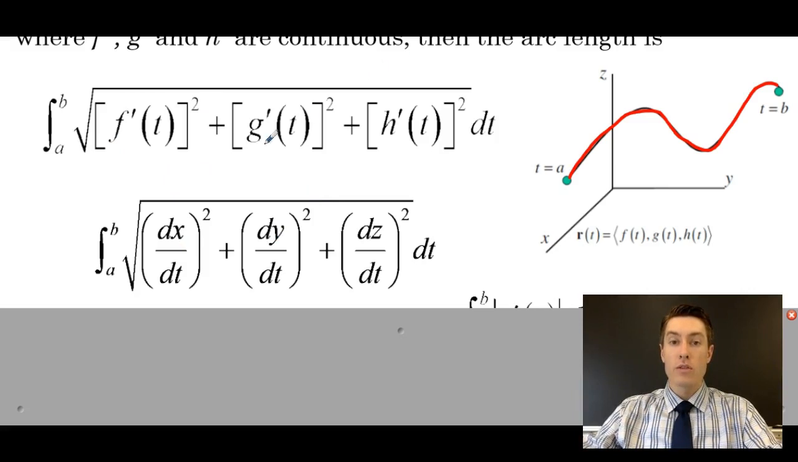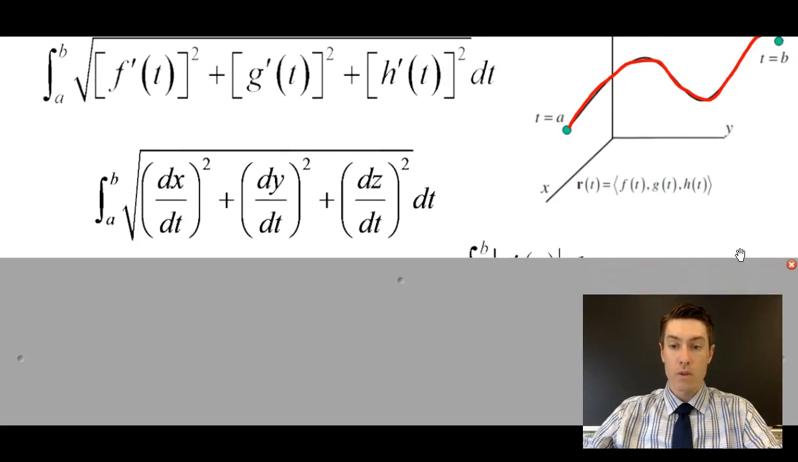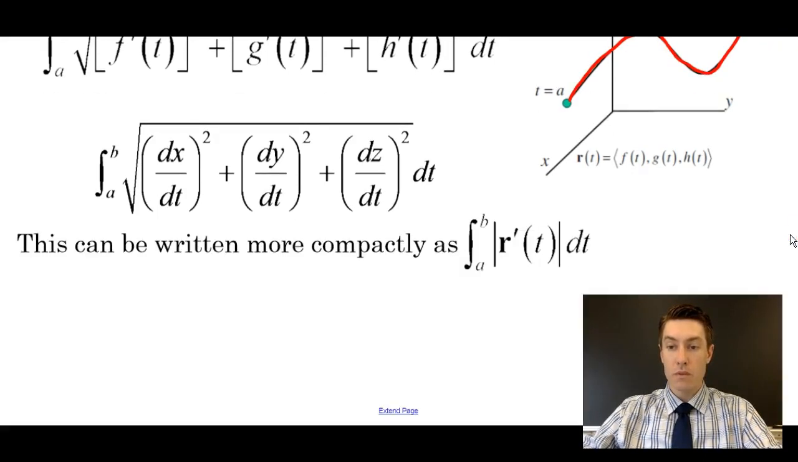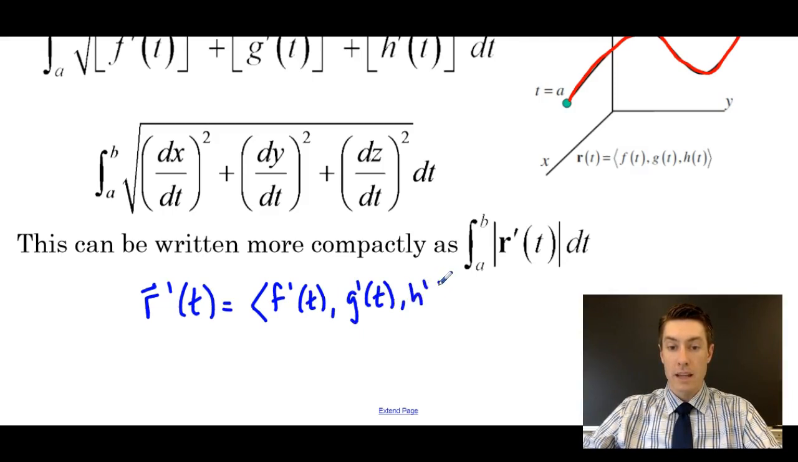Now there's a better way to write this out using notation that we've worked with so far in this course. We can define arc length as the integral from a to b of the magnitude of r prime of t dt. The magnitude of the tangent vector is what we're going to integrate. This makes sense because the tangent vector r prime of t is f prime of t, g prime of t, and h prime of t, and finding the magnitude of that vector would just give us this expression here.